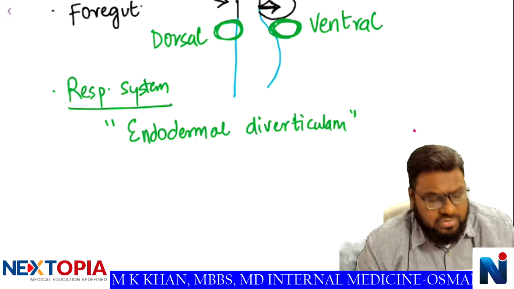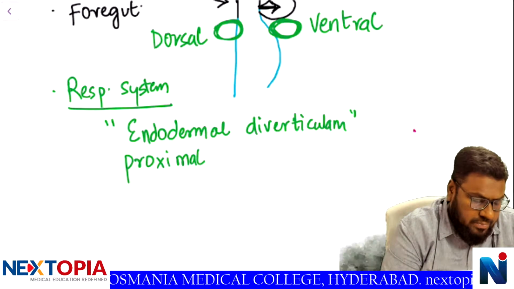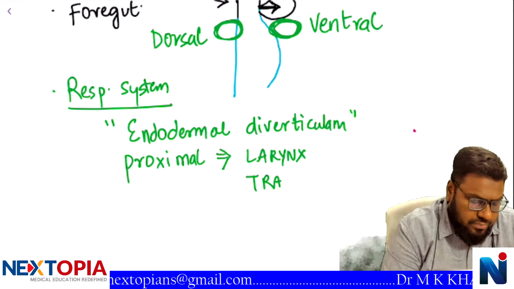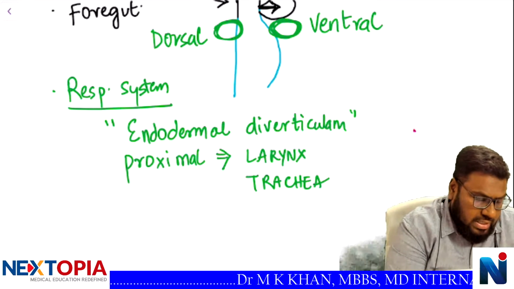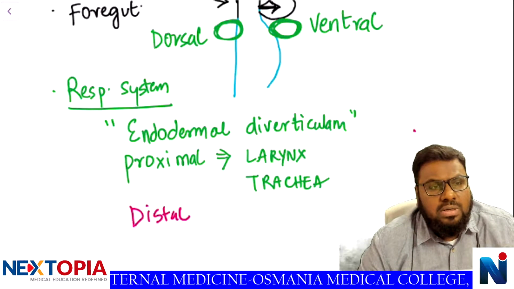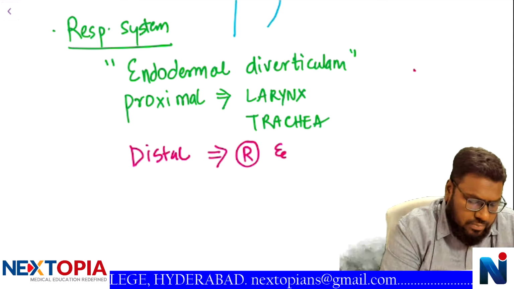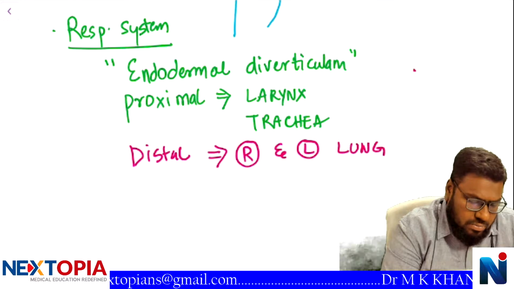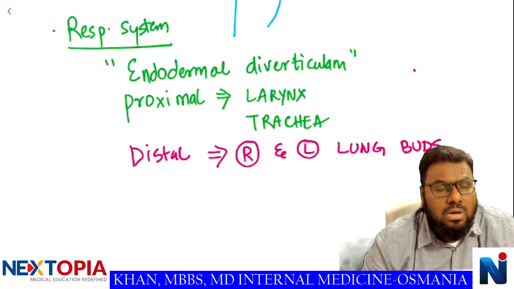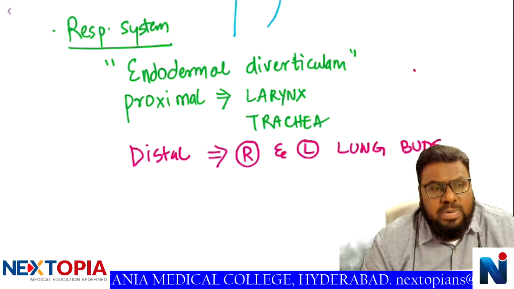The proximal portion of this endodermal diverticulum gives rise to the larynx and the trachea. The distal portion of the diverticulum forms the right and left lung buds, which develop into right and left lung respectively.